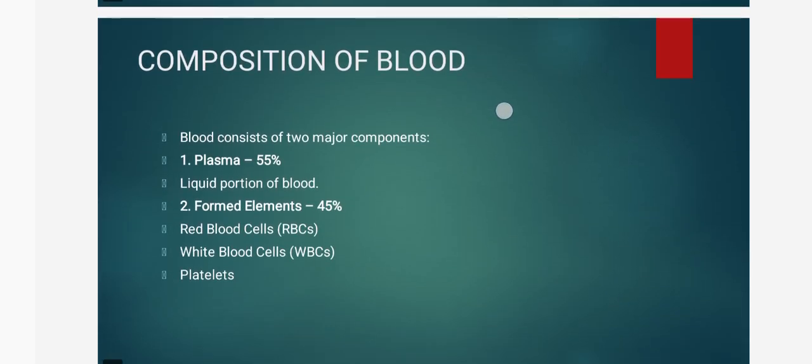Next, composition of blood. Blood is composed of two major components. They are plasma and formed elements. Plasma forms about 55% of blood volume, and formed elements form about 45% of blood volume. The formed elements include red blood cells, white blood cells, and platelets. Plasma is the liquid part of blood, and the formed elements are suspended in it. The proper balance between plasma and formed elements is essential for normal blood function.